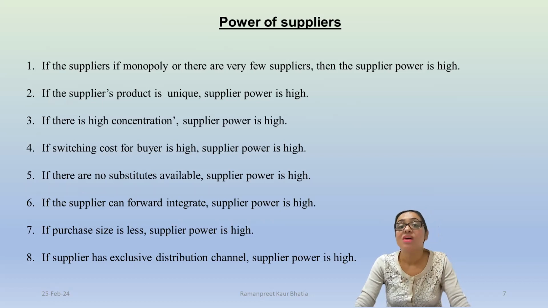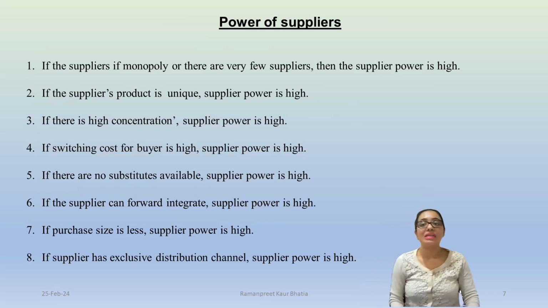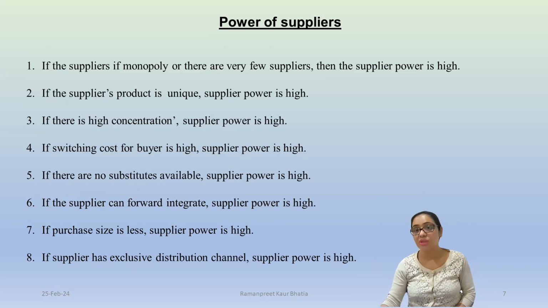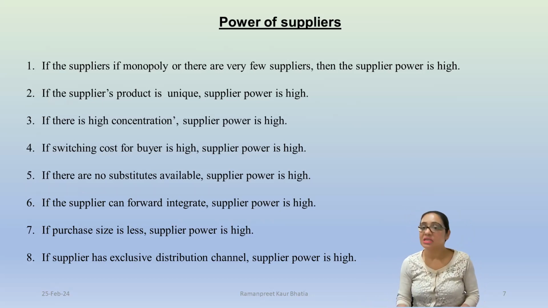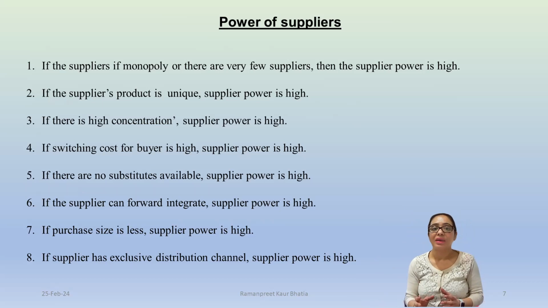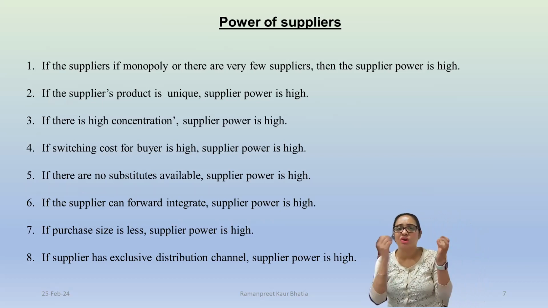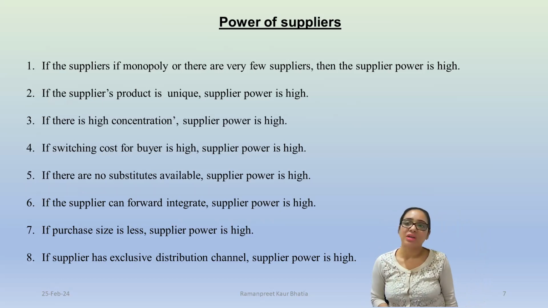The next one is forward integration. If the supplier can forward integrate, which means that instead of selling to an organization, the supplier directly goes to the ultimate consumer, the supplier power will become high. In this case, just recall the concept of forward integration and backward integration that we studied in one of our last videos.